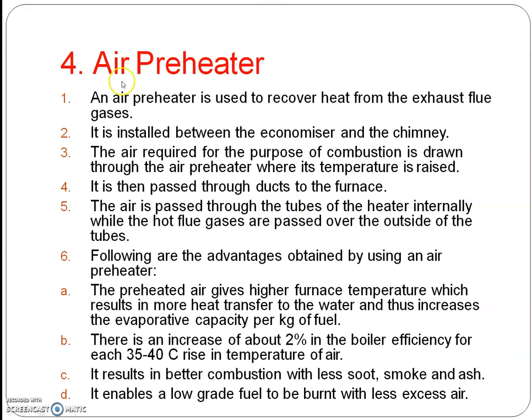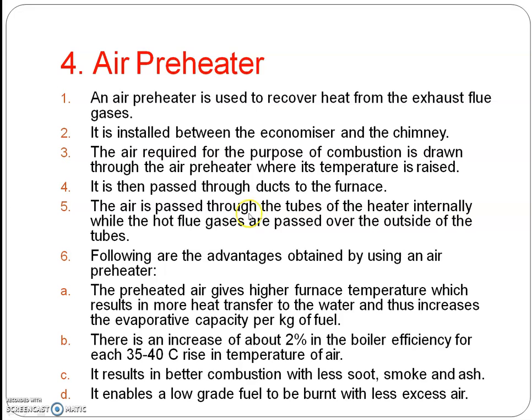In the next slide, we will discuss the air preheater. The air preheater is used to recover heat from the exhaust flue gases. It is installed between the economizer and the chimney. The air required for combustion is drawn through the air preheater, where its temperature is raised, and it is then passed through the duct to the furnace.